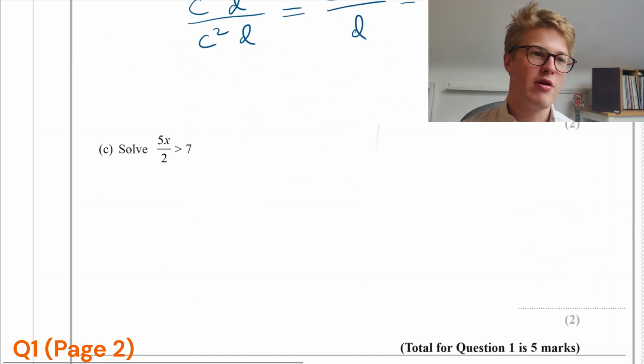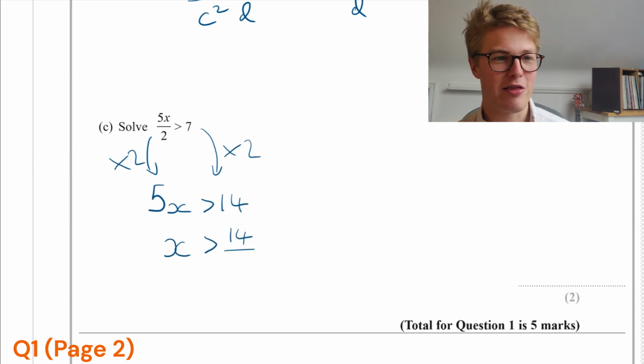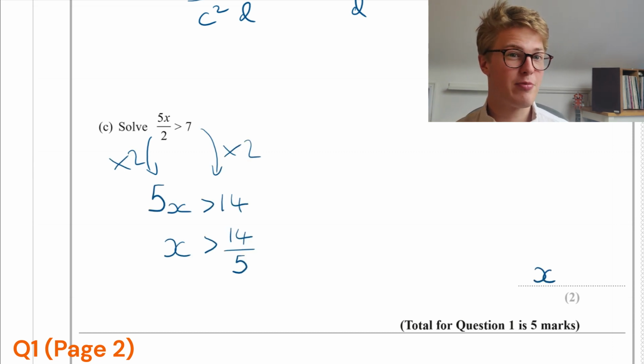Solve 5x over 2 is greater than 7. We multiply both sides by 2 to get rid of that fraction, so we get 5x is greater than 14, and then we divide both sides by 5, so we end up with x is greater than 14 fifths.